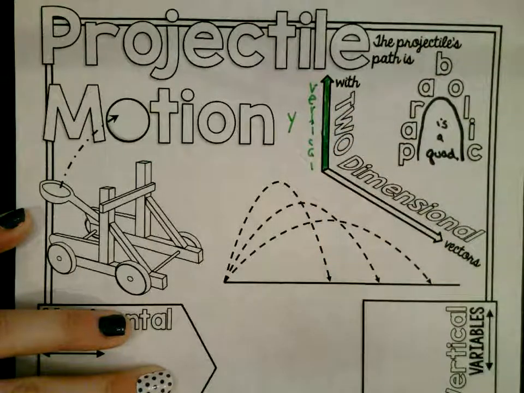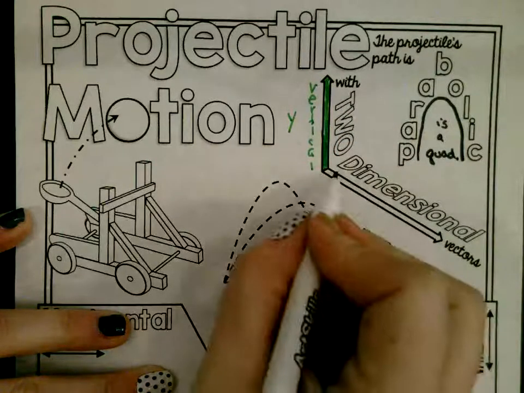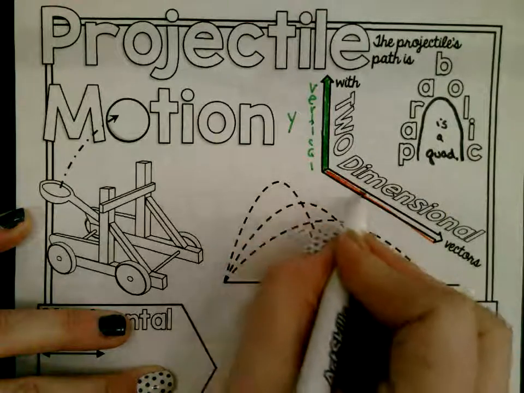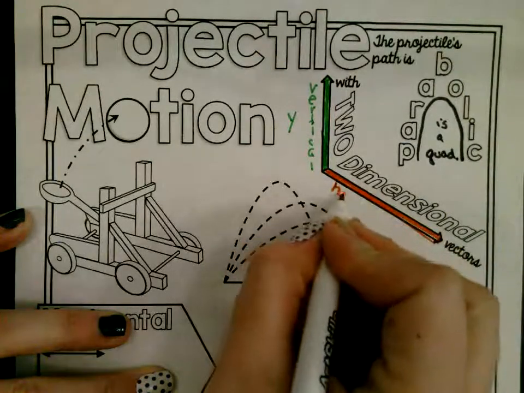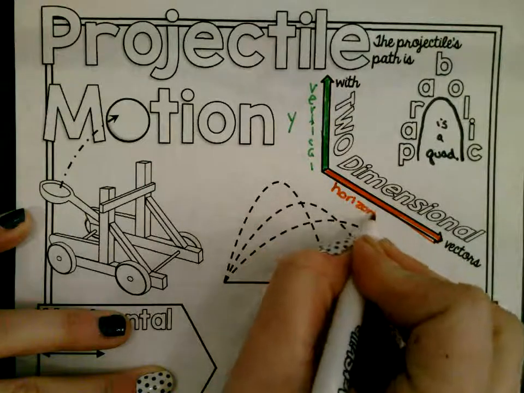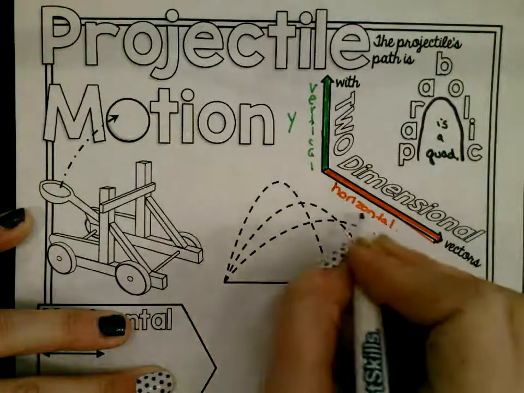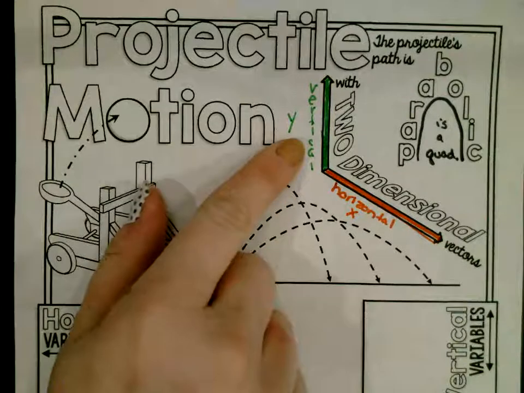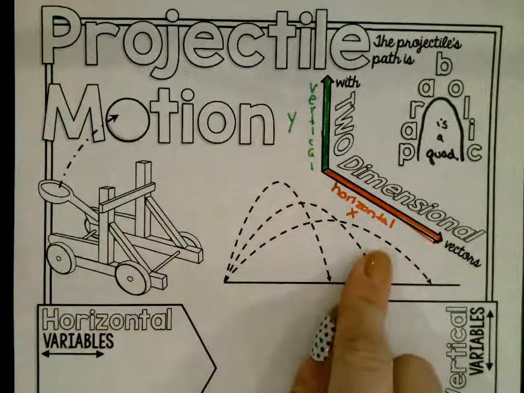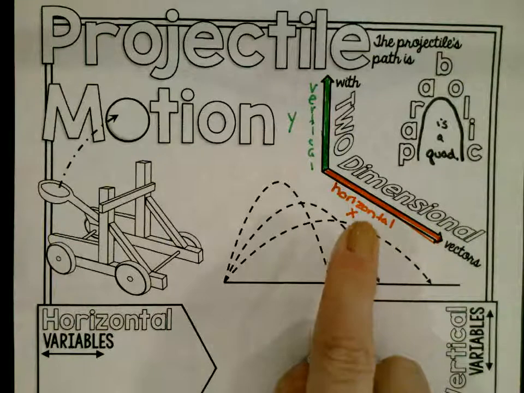The next type of vectors we're going to deal with are going to be our horizontal vectors. And those are going to take place on the x-axis. So it will help us divide them up and to label this parabola a lot better if we know what we're dealing with on the y-axis and what we're dealing with on the x-axis.